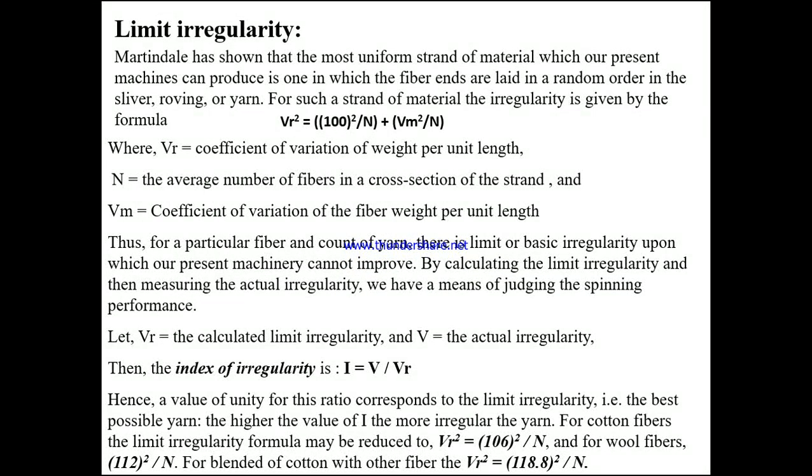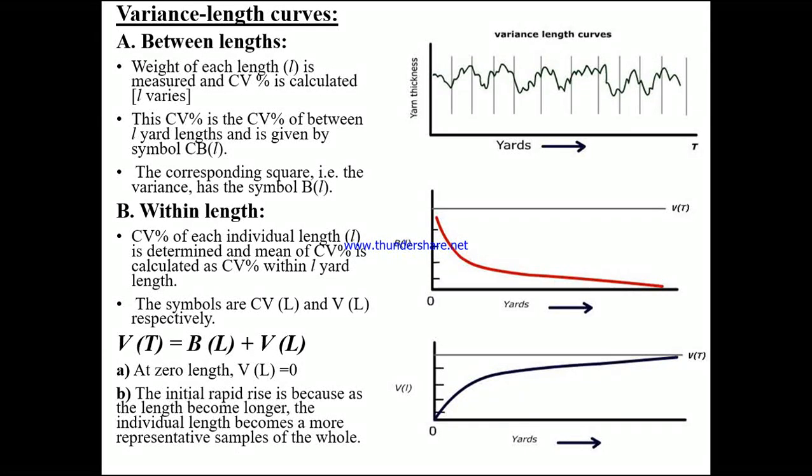Now limit irregularity. Already we have discussed the definition of limit irregularity, its numerical expression, and index of irregularity I. So now we will proceed further. Now come to the variance length curve. The variance length curve is nothing but the effect of length of the specimen on the variance of the specimen. So that is called variance length curve.